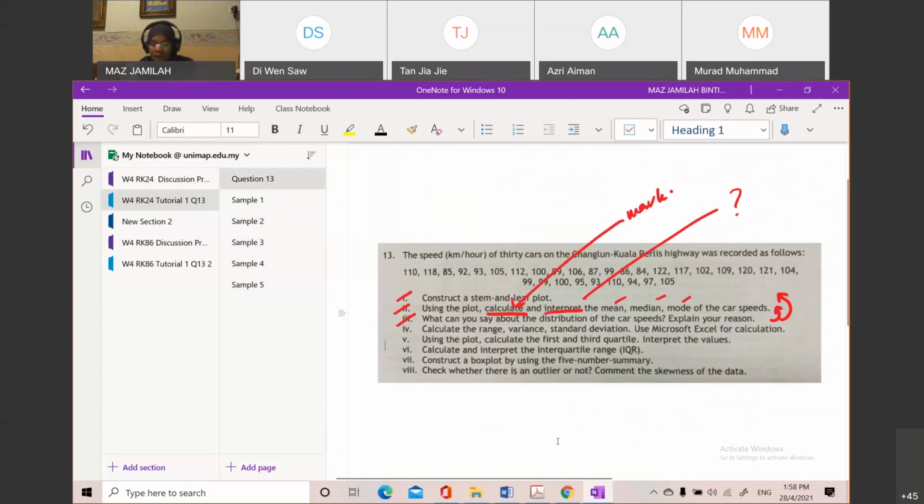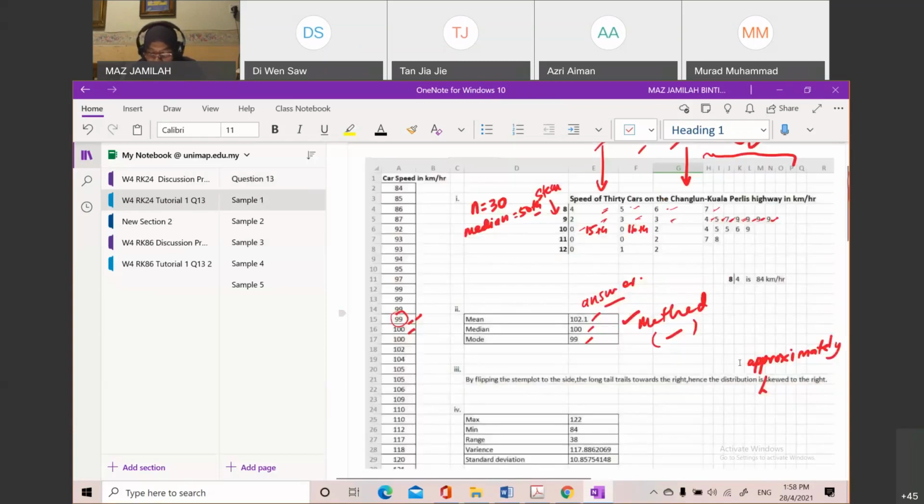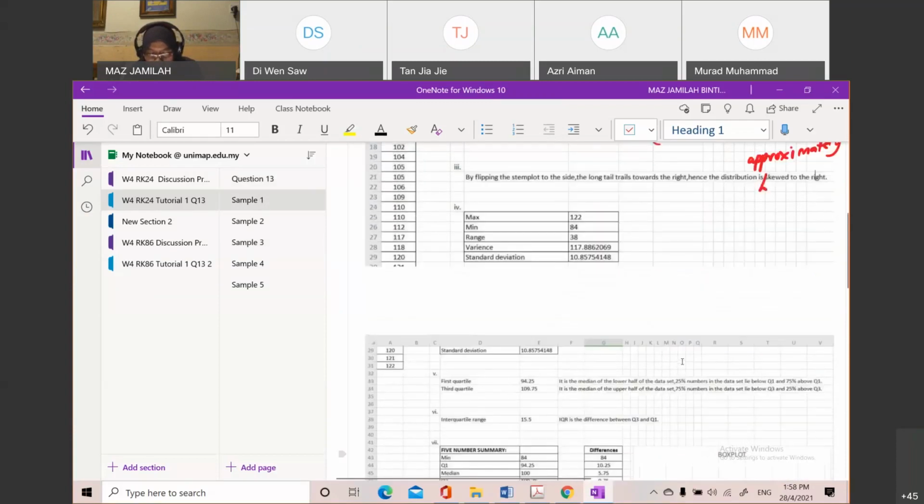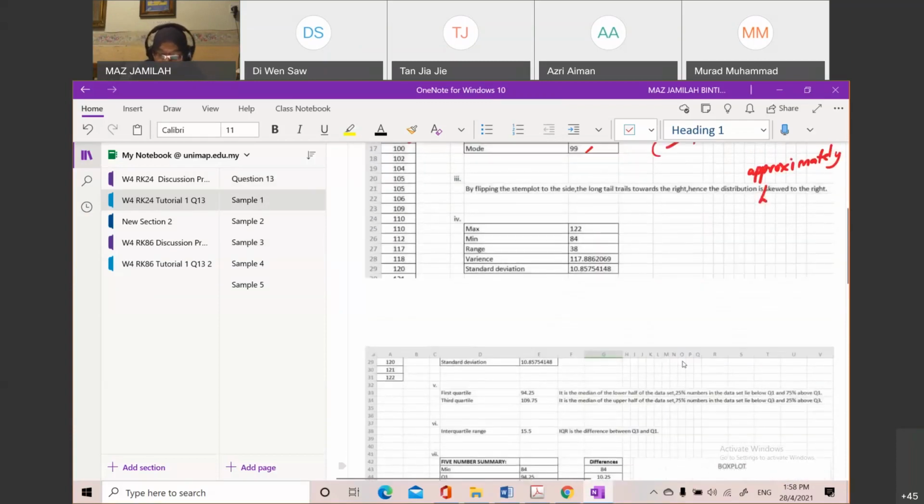Calculate the range, variance, and standard deviation. Use Microsoft Excel for calculation. Let us look at the first sample. You need to find the range, variance, and standard deviation, so we are referring to the table again. Here you have the range, the variance, the standard deviation.